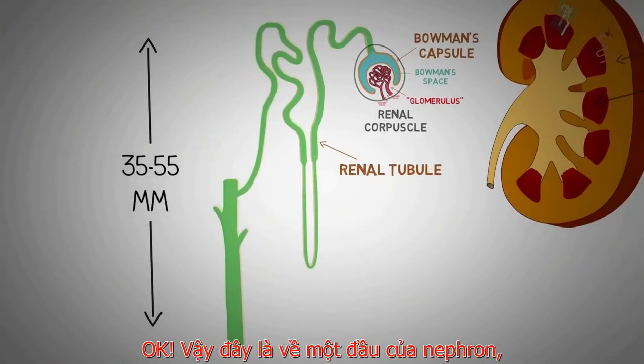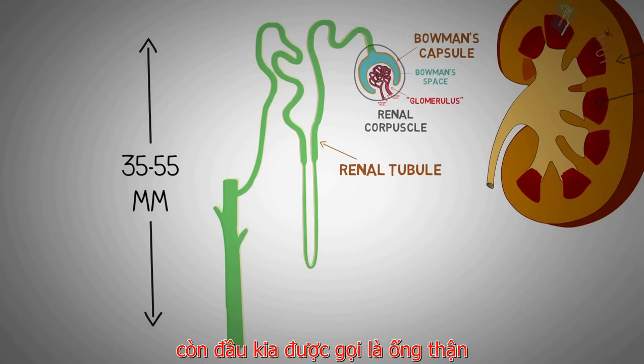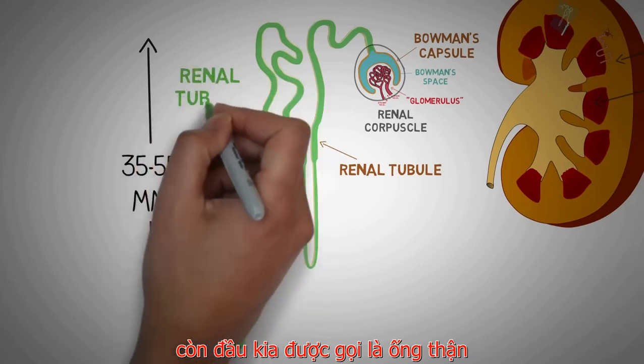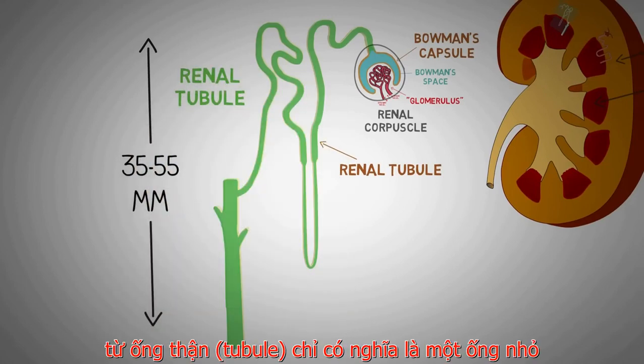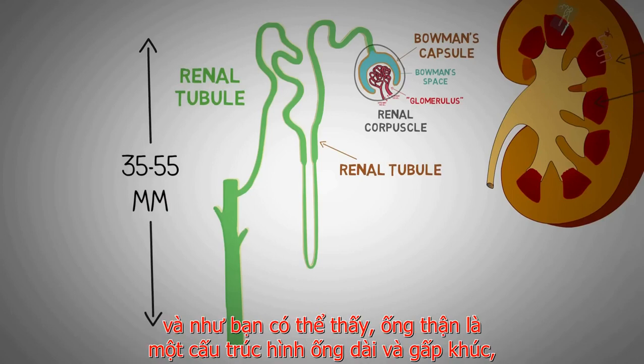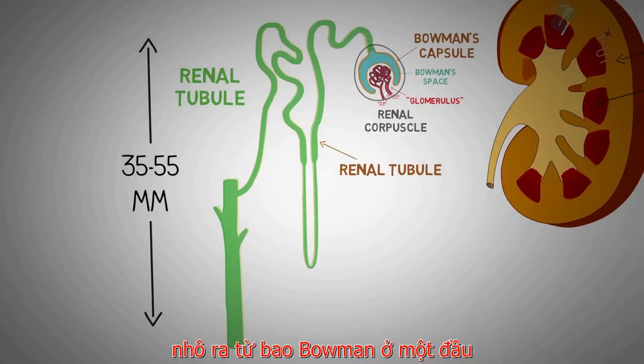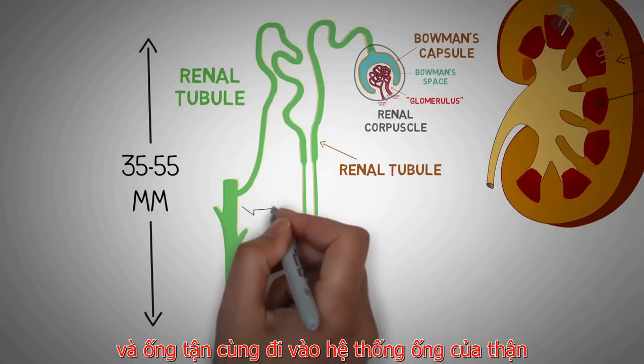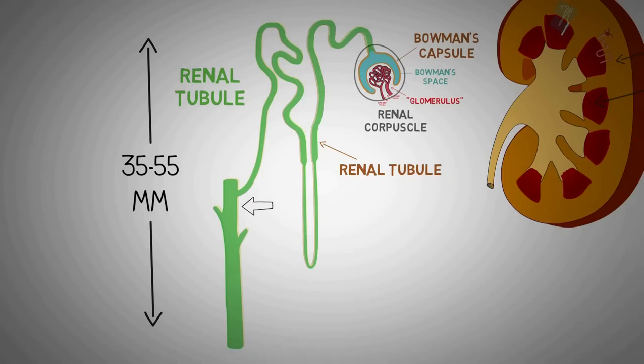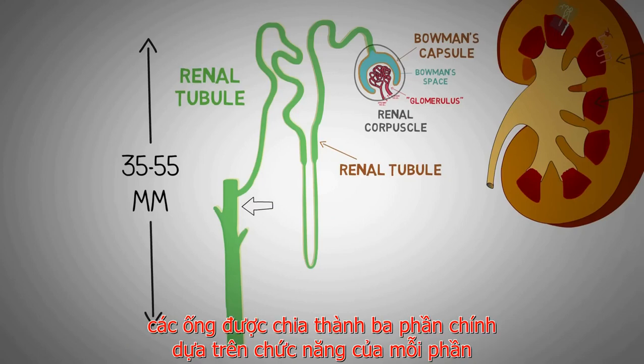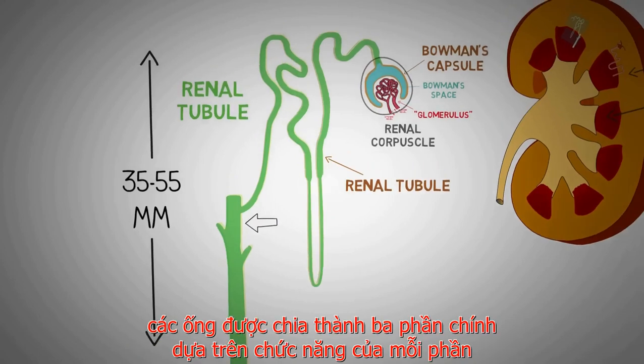Okay, so this was about one end of the nephron. The other end is known as the renal tubule. Now, the word tubule just means a small tube, and as you can see, the renal tubule is a long and folded tube-like structure that emerges from the Bowman's capsule at one end and it ends into the duct system of the kidney. The tubule is divided into three main parts based on its function.